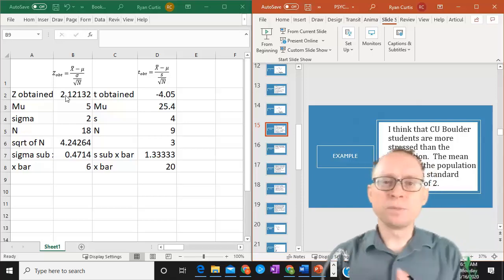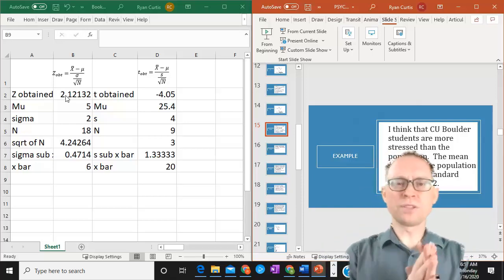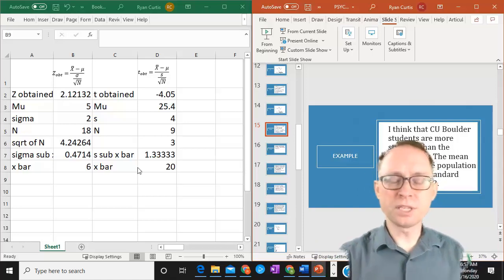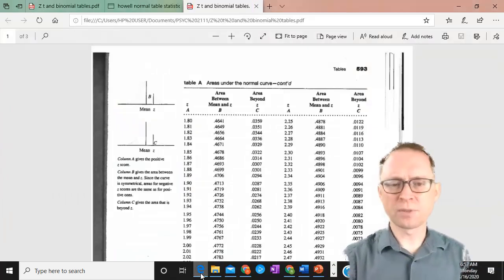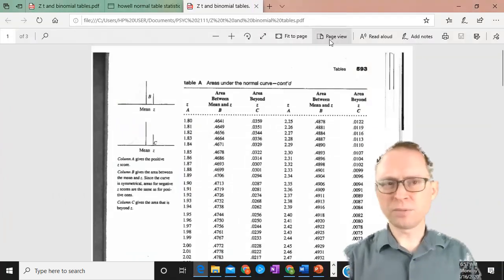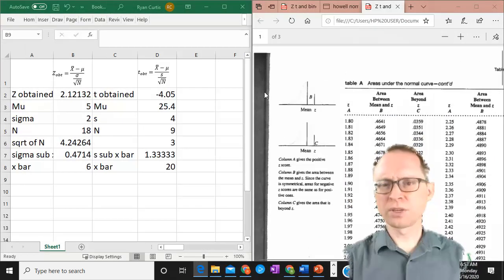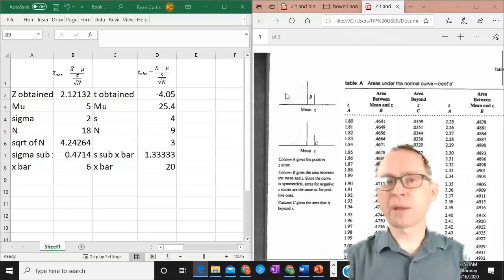To answer this question, you need to do the same thing we've always done. We need to look up the correct table. Well, this is a Z test, so we're still looking at a Z table. This is our Z table. Let's go ahead and put it over here on the side so we can take a look at things. This is slightly different perhaps than the one in your book, but it gives us the same information.